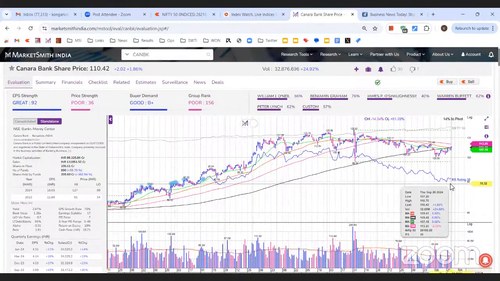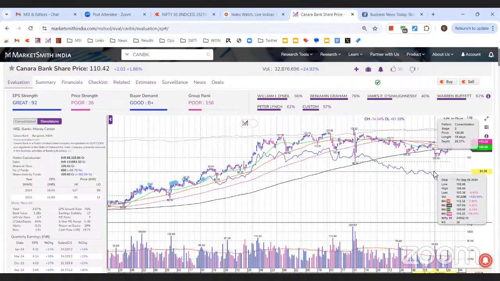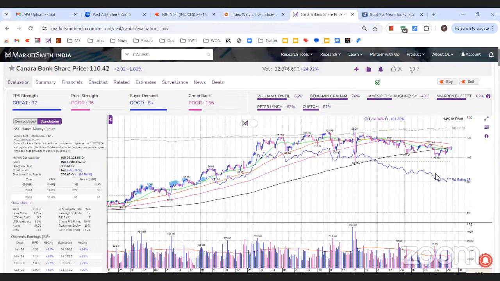What other thing I liked is when it made a low near 100, you can see a few days back, there was an upside reversal. After making that low, the closing was at the day's high. So that is something positive. So the 100 level can act now as a good support.